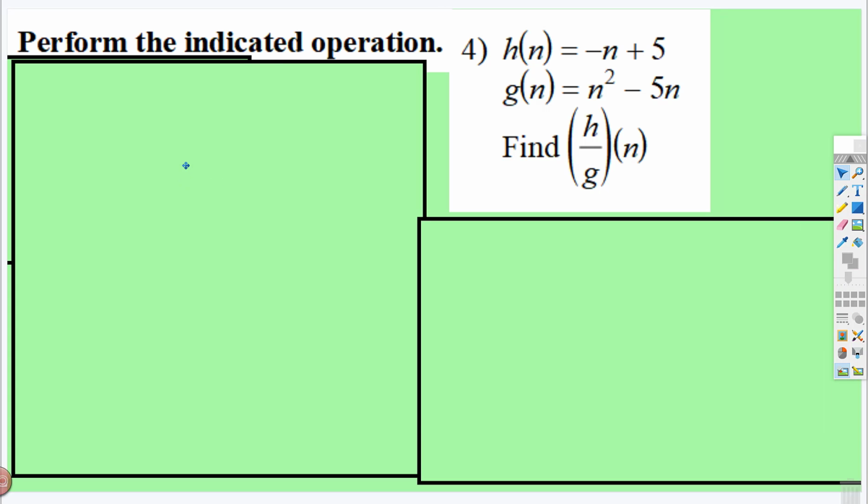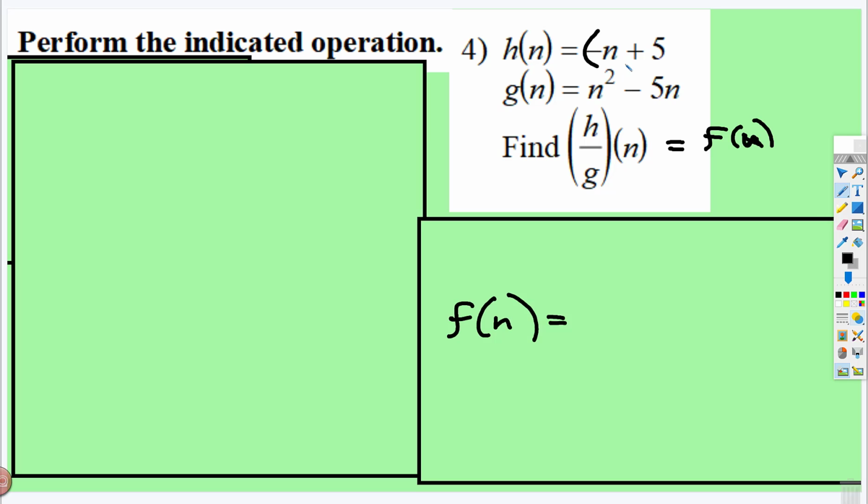Now we're going to do a divide. The cool thing about most of these, and I'm going to let that equal f of x, so I don't have to rewrite this each time. Oh, it would be f of n. So f of n, sorry about that.